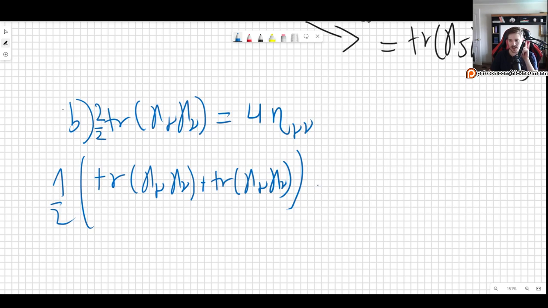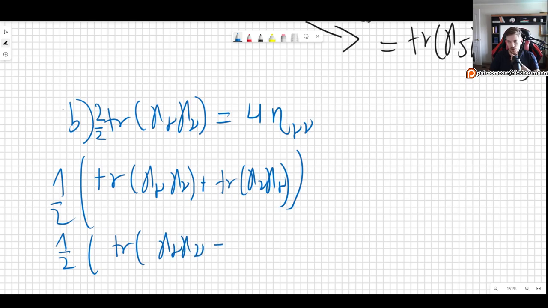But we can now use the cyclic property of the trace. So we can write this one as the trace of gamma nu, gamma mu. I am not anti-commuting them. I am using a property of the traces. That's very important for you to consider. So let me rewrite that. So this is now the trace of gamma nu, gamma mu. And now I can use the property of the trace that I can add them together inside of a trace. So trace of gamma mu, gamma nu plus gamma nu, gamma mu.